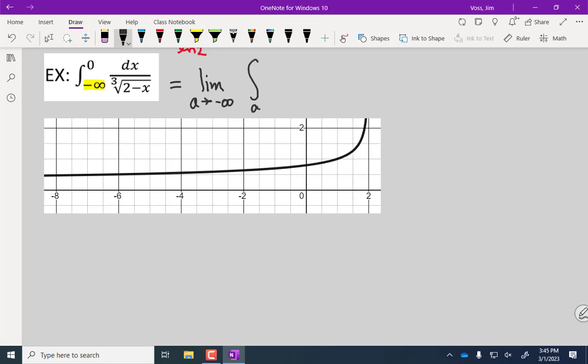Why are we doing a now? Because it's the left endpoint that's going to negative infinity. And then we pop the denominator into the numerator. Is that a plus infinity? A goes to negative infinity. Arrow.